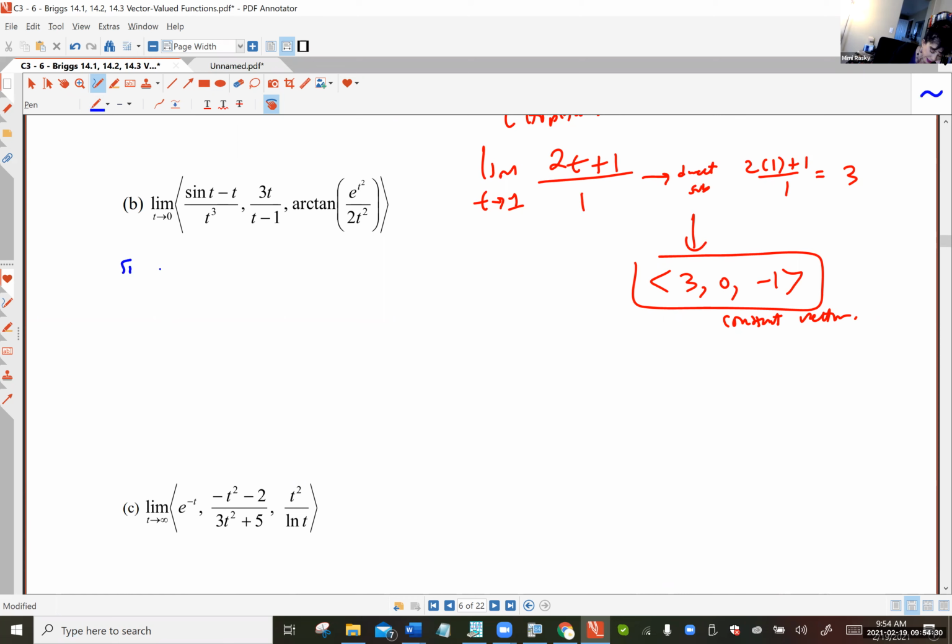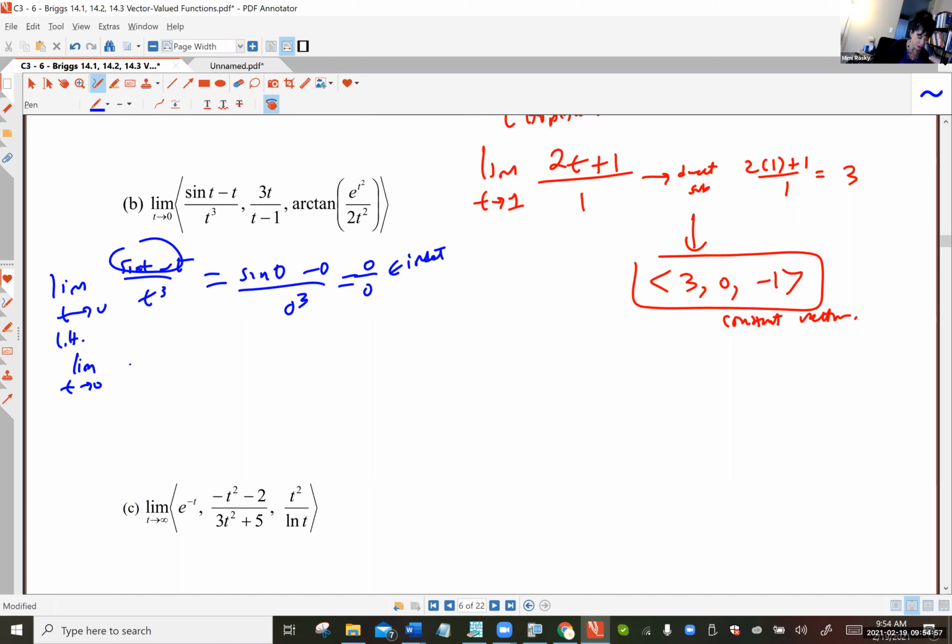So if I am taking the limit as t approaches 0 of this first component, I first use direct sub, sine of 0 minus 0 over 0 cubed. Oh dear, what is that going to be? That looks like 0 over 0, which is indeterminate. So what does that mean? Well, that 0 over 0 means I'm allowed to use L'Hopital, so let's go use it. So LH is how I denote L'Hopital's for short. So you're still going to take a limit as t approaches 0, but I'm going to take the derivative of the numerator. The derivative of sine t is cos t minus the derivative of t, that's 1. And I'll divide that by the derivative of the denominator. So the derivative of t cubed, 3t squared.